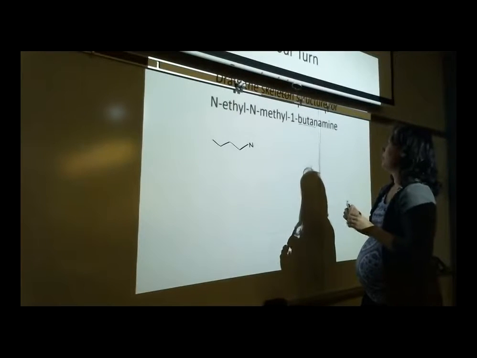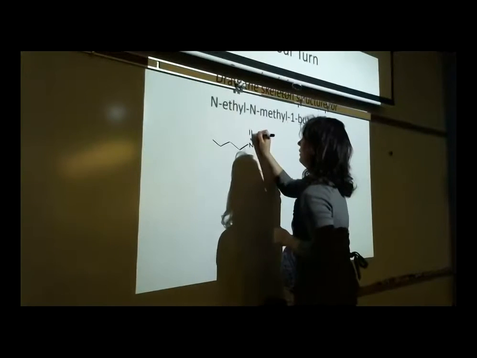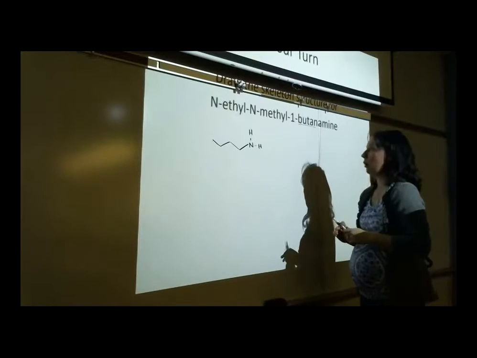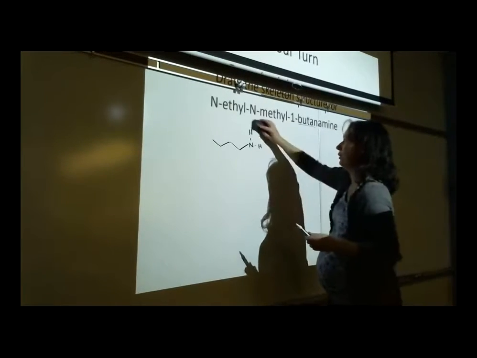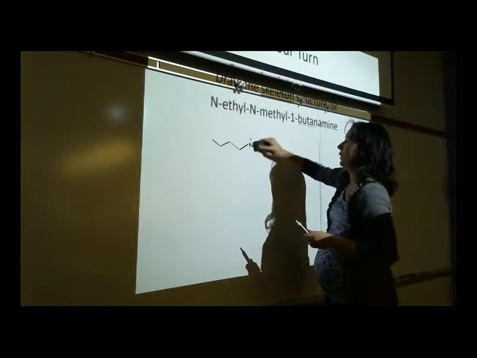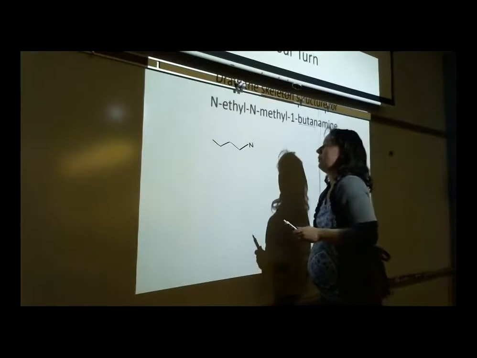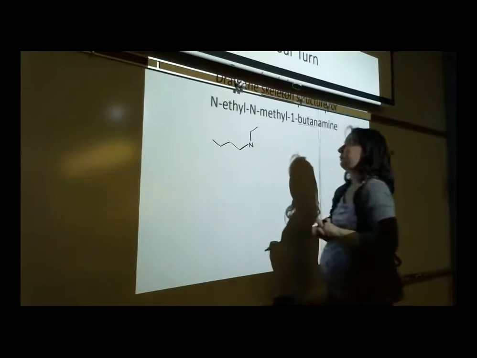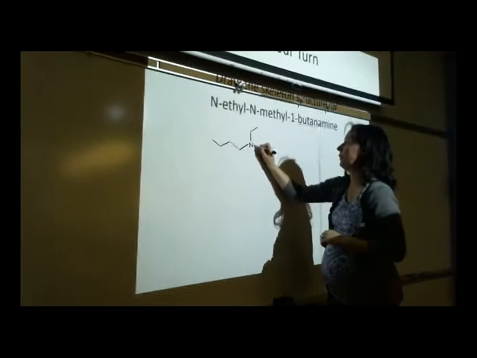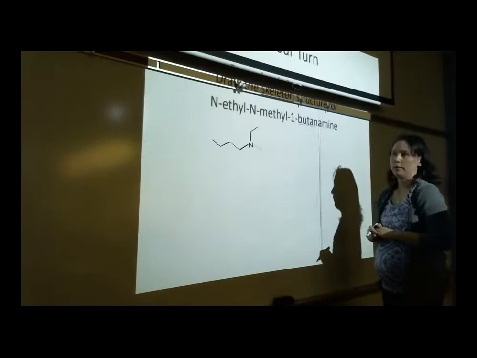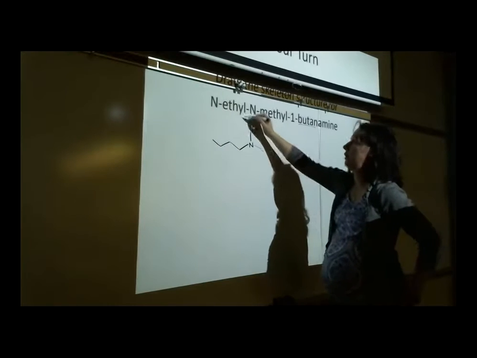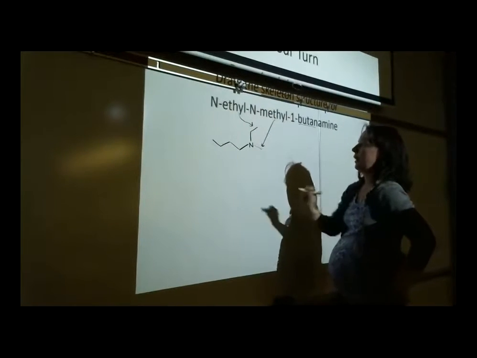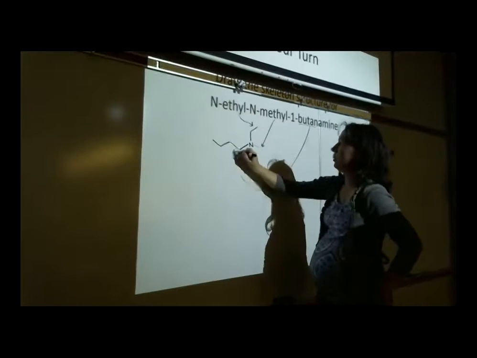So 1-butanamine would be this, right? But that's not what we want. We want N-ethyl, N-methyl. So what's that going to look like? Ethyl will be 1, 2, right? And methyl would be that. Right? That's a 2-carbon chain. There's the ethyl part. That's a 1-carbon chain. That's that. And then there's the butanamine part.